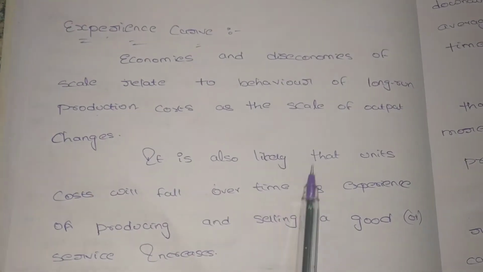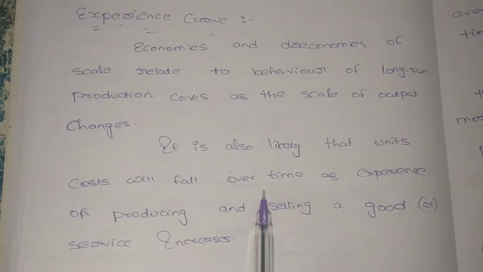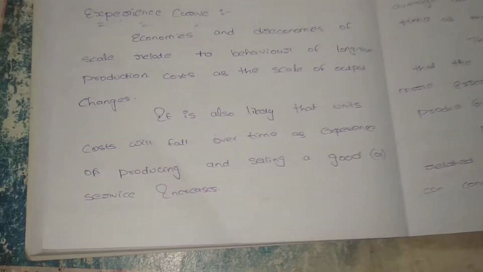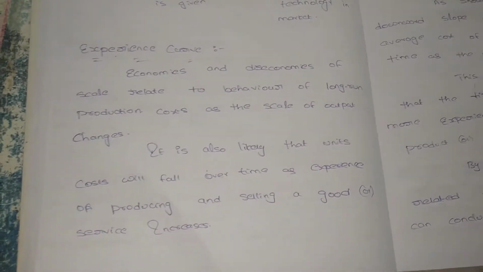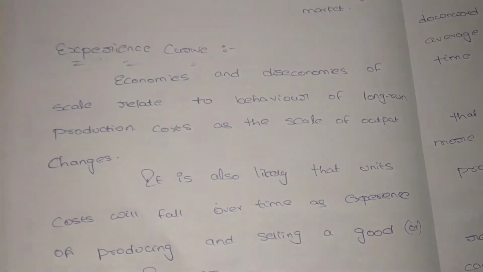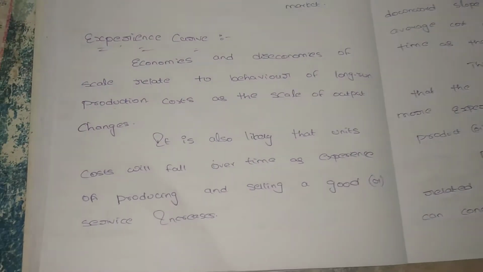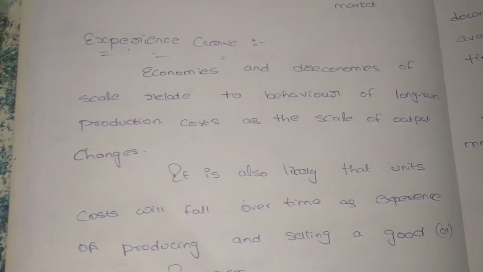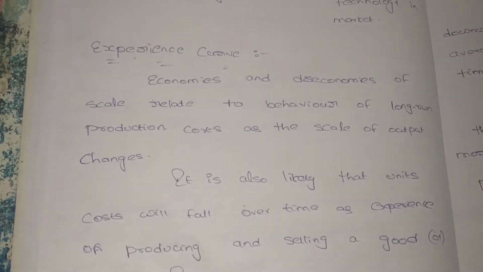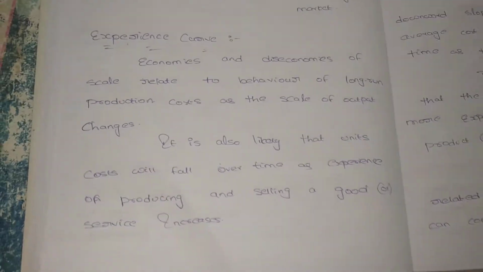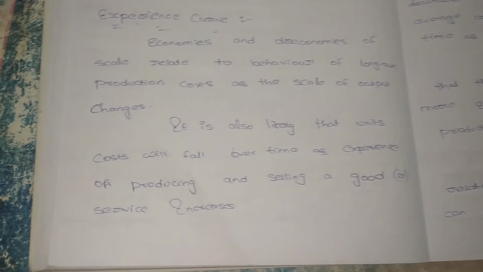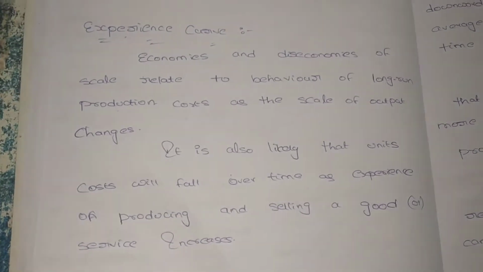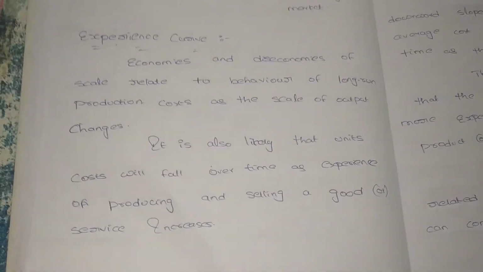It is also likely that unit cost will fall over time as experience in producing and selling goods or services increases. If we have been doing the same business for the past 10 years, then we have an idea whether the raw material prices are likely to increase or not. For that experience, our production and services may increase. For what reason? Here our raw materials are available at a cheaper cost. Those raw materials we purchase earlier, we can store and use them in present production. For that our finished product will be available at a reasonable price and good quality. So the cost will reduce.